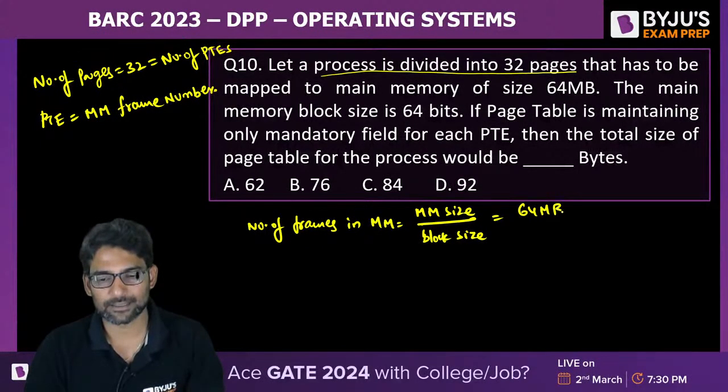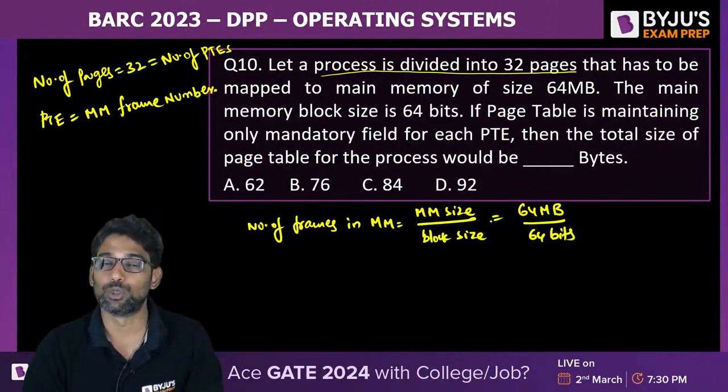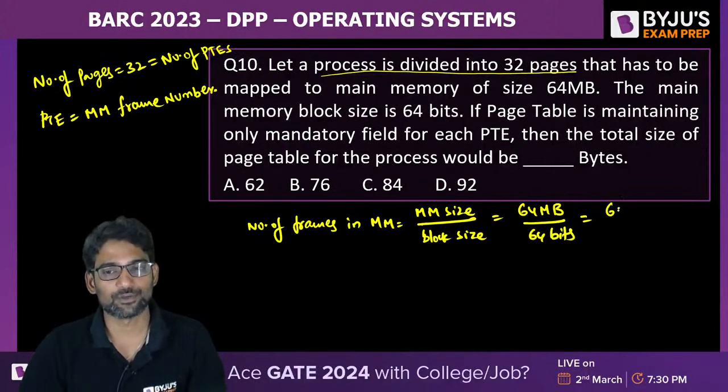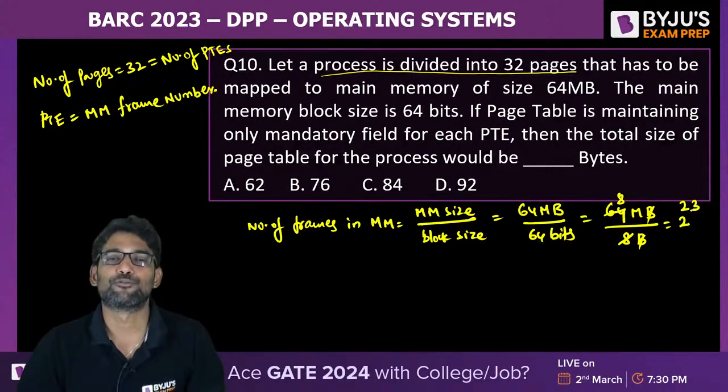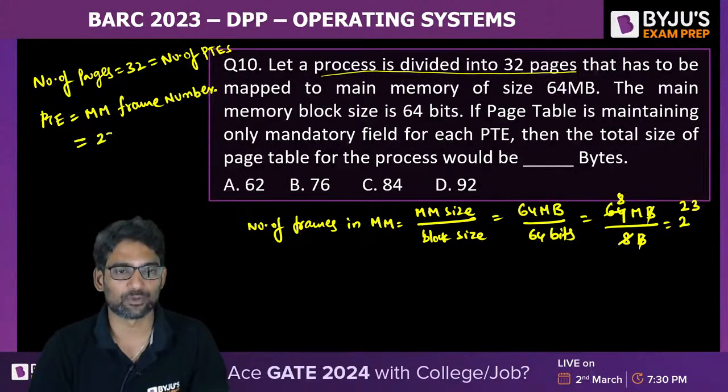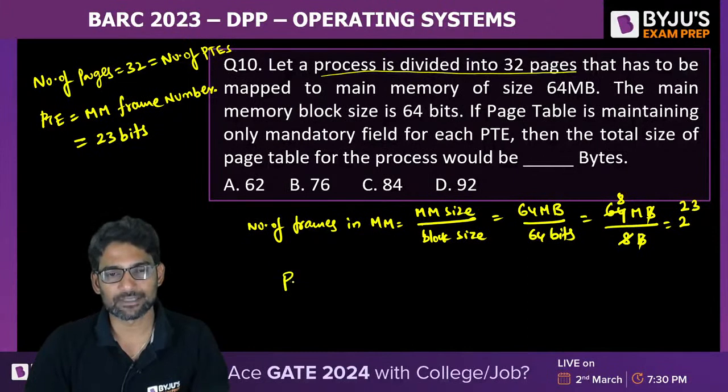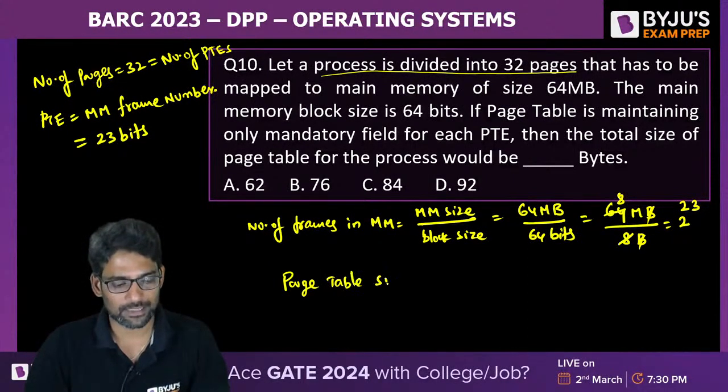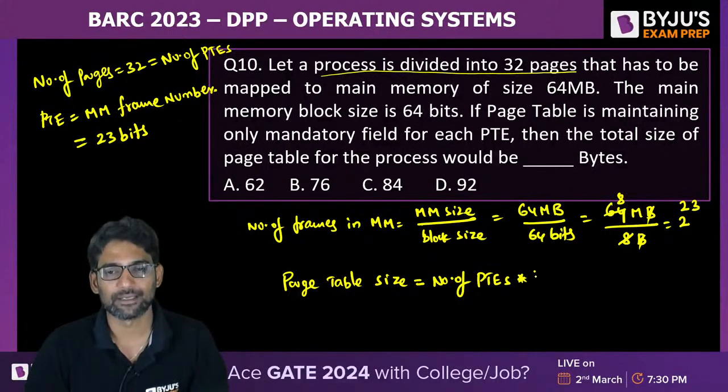That is 64 megabyte divided by 64 bit. Hold on. Both are not in the same unit. So, first you have to convert into the same unit. So, this is 64 megabyte divided by 8 byte. So, we are having 2 power 23 frames. So main memory frame number would be 23 bits. Now, page table size I want. So, page table size is equal to the number of pages or number of page table entries multiplied by every entry size. Number of entries is 32 and entry size is 23 bits.